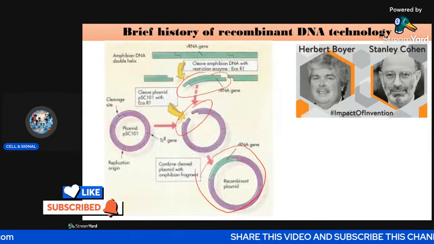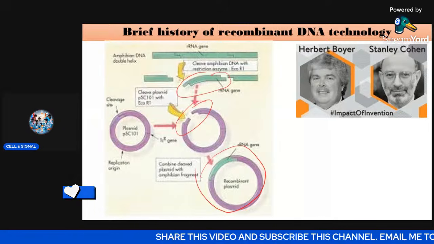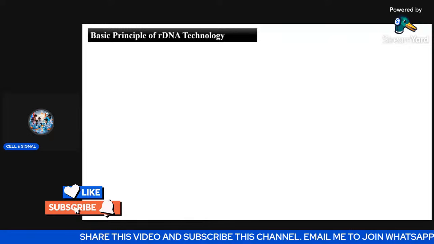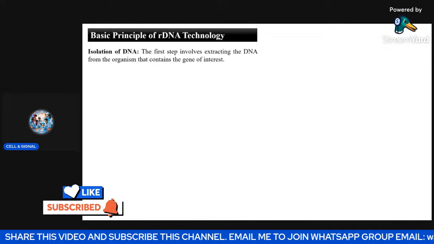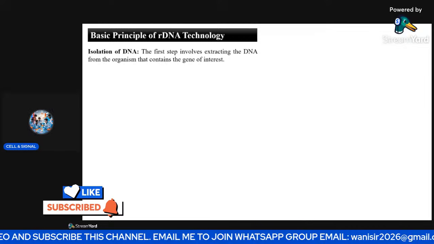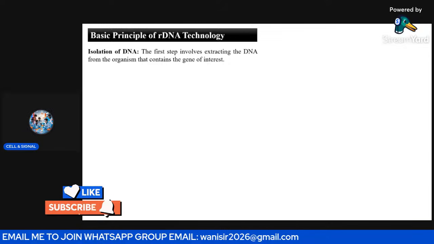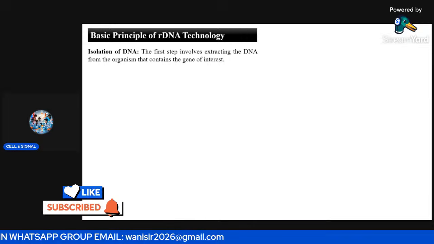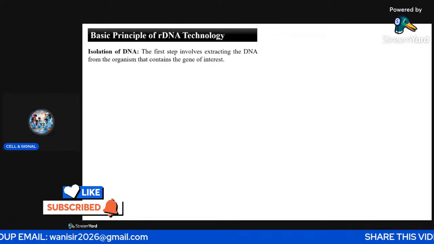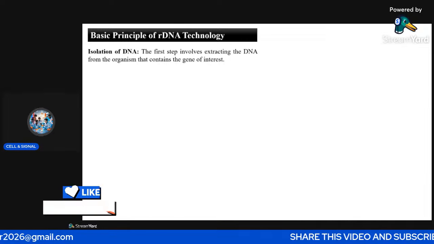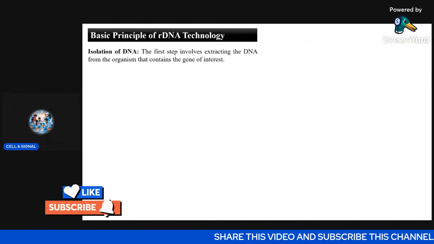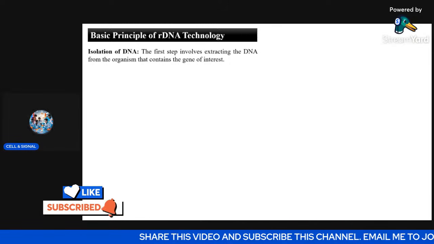Who first developed this recombinant DNA technology? It is Herbert Boyer and Stanley Cohen. Now, what is the basic principle of recombinant DNA technology? First of all, we need the DNA for it because it is a DNA technology. So isolation of DNA is important. The first step involves the extraction of DNA from the organism that contains the gene of interest. So what is this gene of interest?